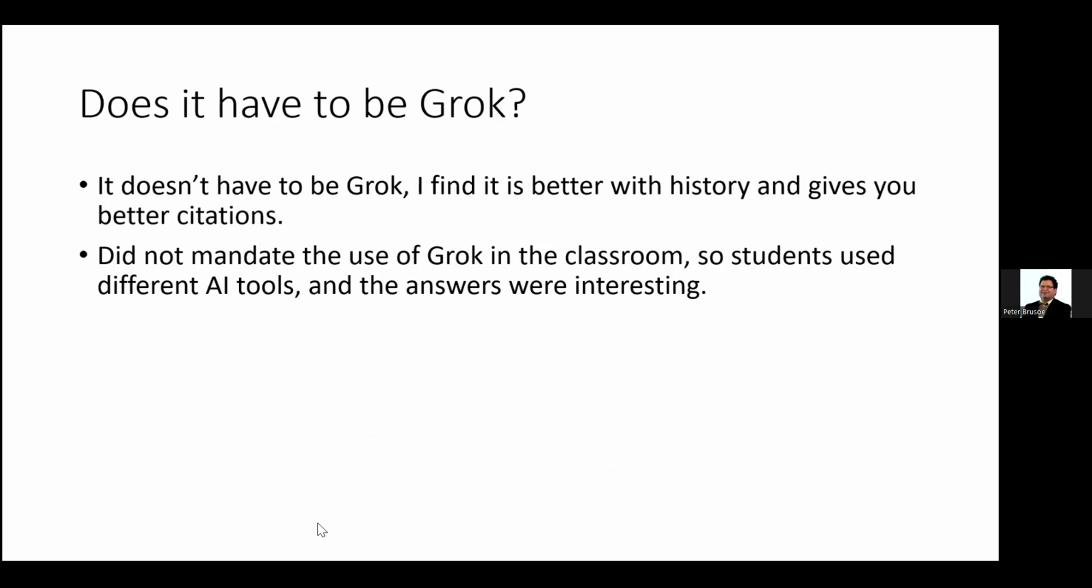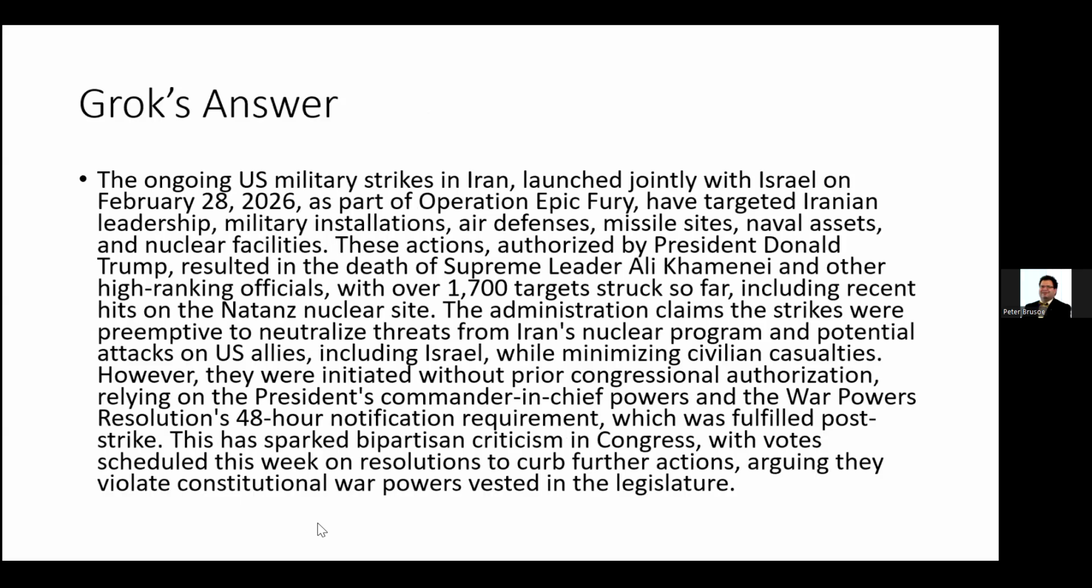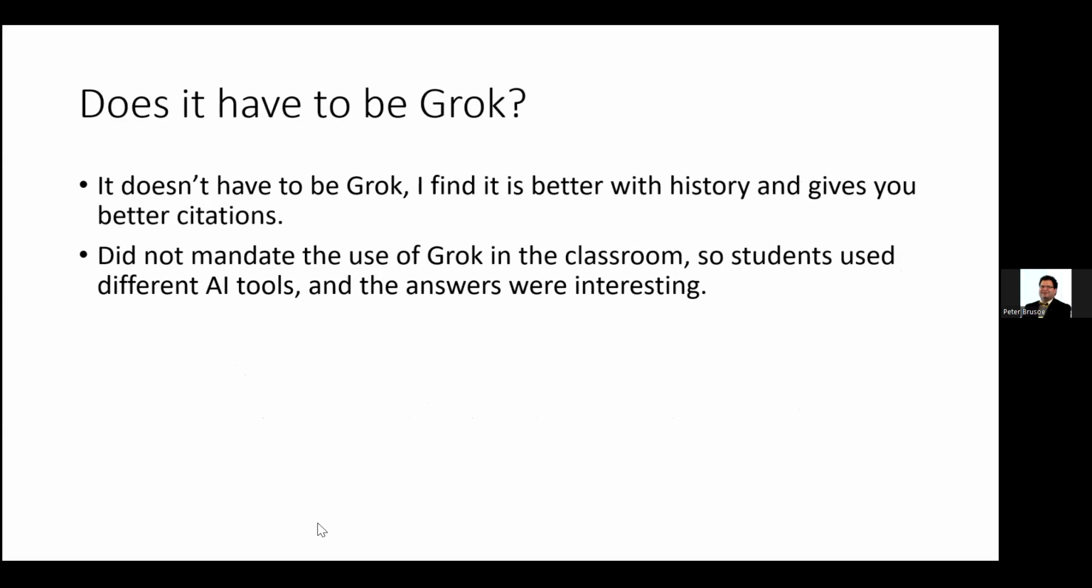One question we do get from some people is, does it have to be Grok? No, it doesn't. We generally find that it's better with history and gives you some better citations. So Grok's answers on the military strikes actually do give you where they got the information from. And so with our librarian, we've done a lot of work on is this a good source, is this a bad source, and allowing the students to actually probe that.